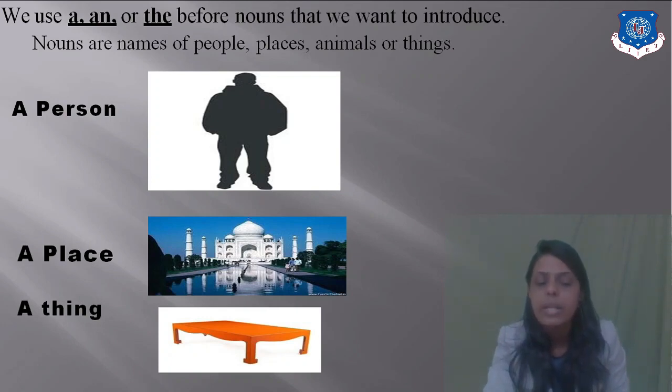a person, a place, a thing. Name, place, animal or things are known as nouns, right? So an object is a noun, a place is a noun, a person if you are talking about that is also a noun. So a, an and the are utilized before nouns. It can be a name, place, animal or thing.